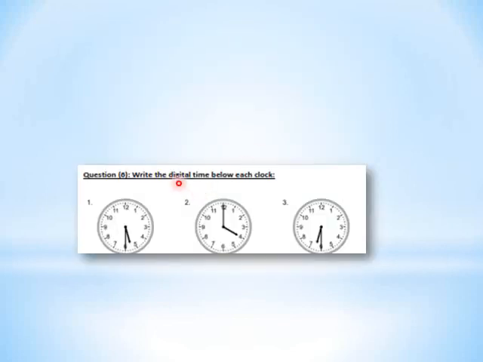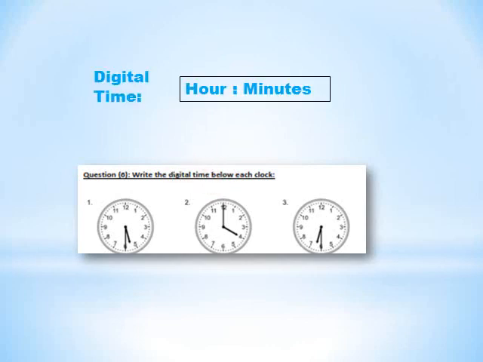Here I want to write the digital time. Let's remember the digital time. In the digital time I write the hour, and then I write 2 dots, and then I write the minutes. Let's read the first clock. What is the time here? The hour is 5, because the hour's hand is between 5 and 6. So it was 5 and then it moved, but it didn't reach 6 yet. So the hour here is 5.